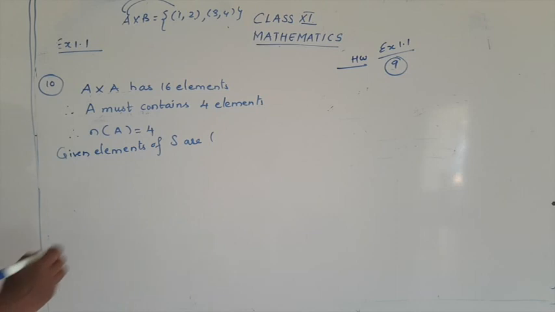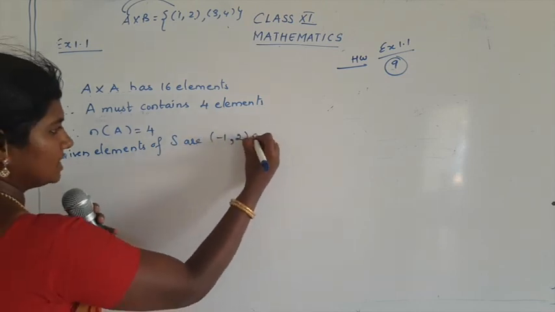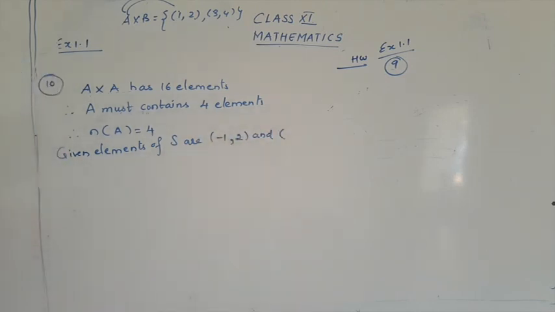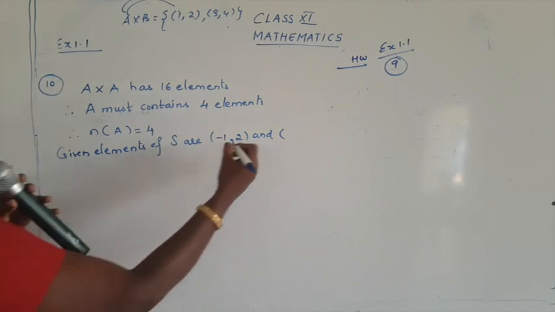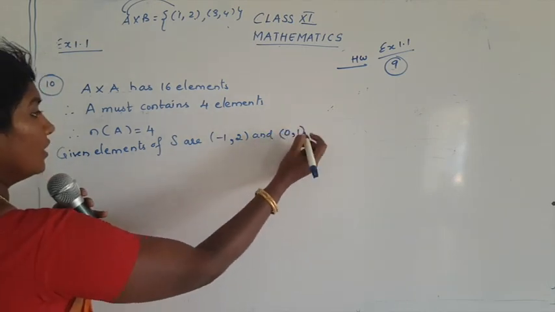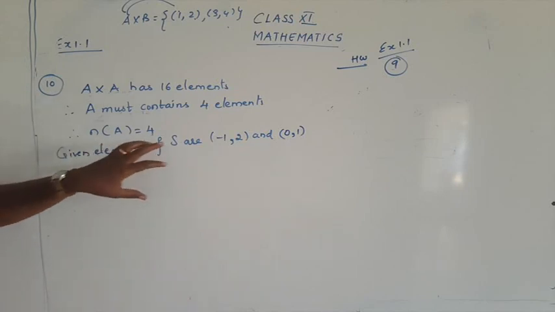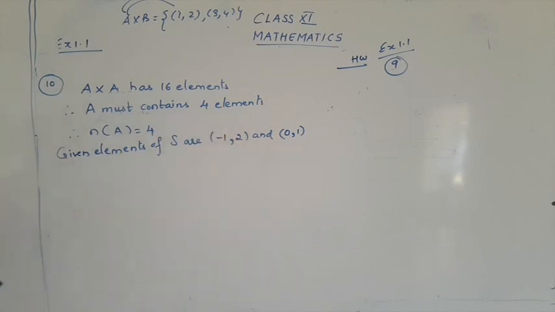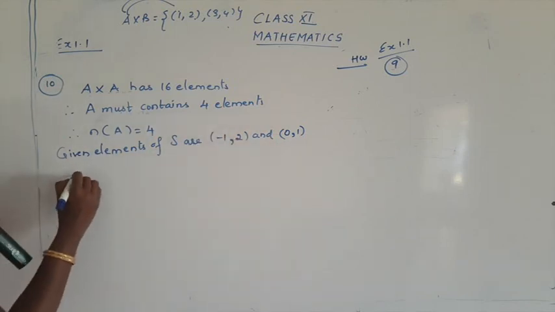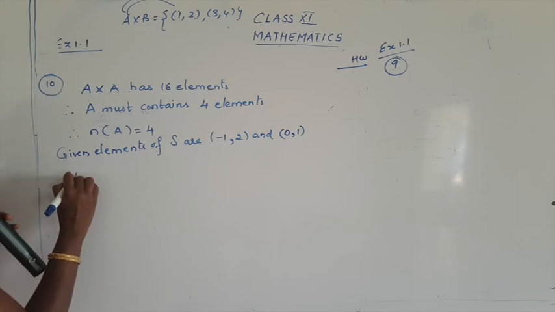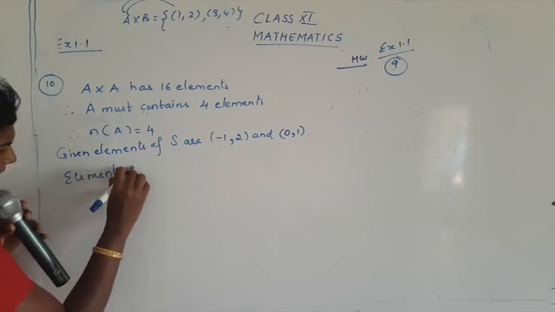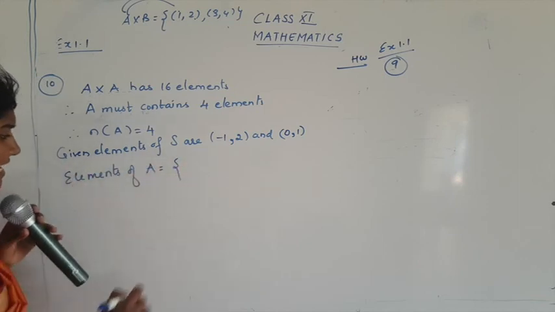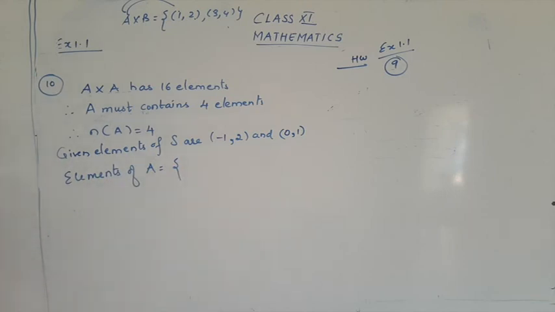(-1, 2) and (0, 1). These are the given elements of S. Now a condition was already given that the ordered pairs of S belong to A cross A. So what can I say about the possible elements of A? The same way as we did in our 8th sum, and what you are going to do in your 9th sum as homework. So what are the elements of A over here?